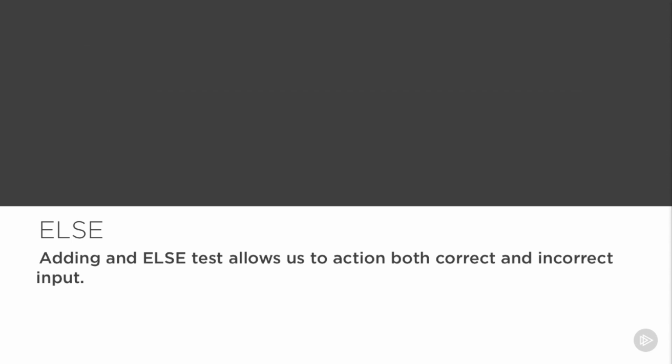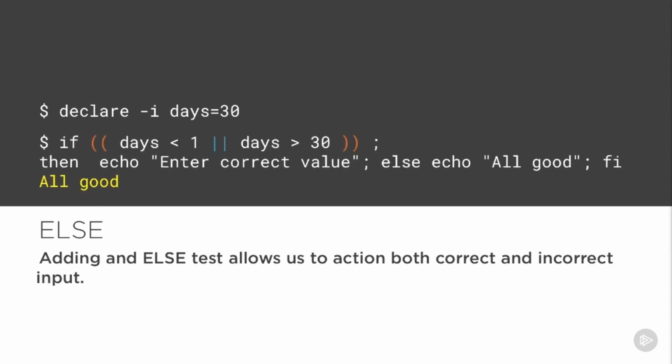If we look at extending our if statement, at the moment we're only testing for one condition, and that's the only action that we're using. If we want to react to multiple conditions, we can try adding in an else statement. So again, we've got our days being equal to 30 here. We've got our test with the advanced arithmetic test that we saw before. Well, if we hit one of those incorrect values, we're going to echo out, enter a correct value, else echo all good. And you can see with a value of 30, then everything is good, and we echo out all good.